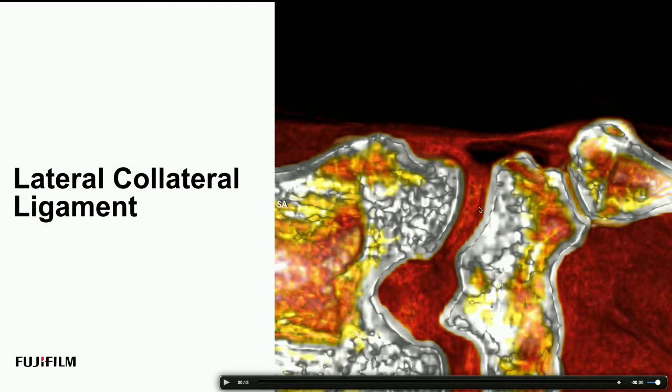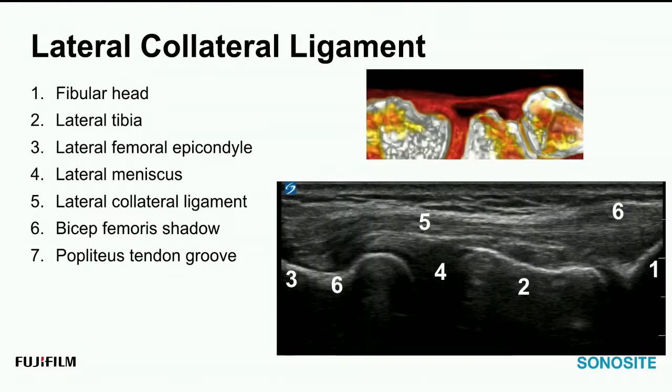So knowing that we can't see through the bone, I should at the very least be able to see the lateral epicondyle of the femur, popliteus groove, joint with lateral meniscus, lateral tibia, and then I should be able to see the fibular head. So let's see if that's what it looks like on ultrasound. All right, so underneath here is our ultrasound. There are some nice correlations here.